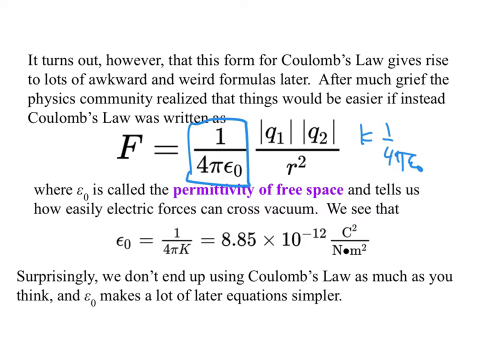Surprisingly, it turns out that Coulomb's law itself is not used that much in electrostatics and really not at all in electrodynamics. But epsilon naught keeps coming back, and so there are a lot of formulas that are made significantly easier and much simpler if we use this form for Coulomb's law, specifically something called Gauss's law, but really some other things that flow from that.